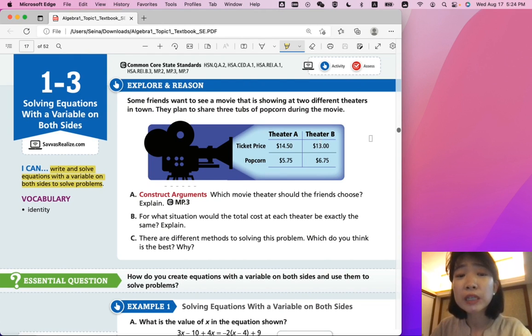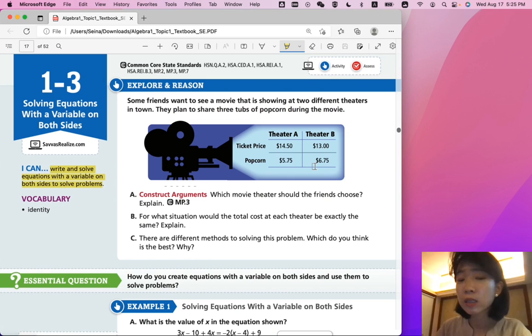Some friends want to see a movie that is showing at 2 different theaters in town. They plan to share 3 tubs of popcorn during the movie. If you look at the graph, we have the ticket price for theater A and B, and popcorn price for theaters A and B. What do you notice about the prices of the tickets and popcorn at the theaters? It's more expensive for the ticket price in theater A, but the price of the popcorn is greater in theater B.